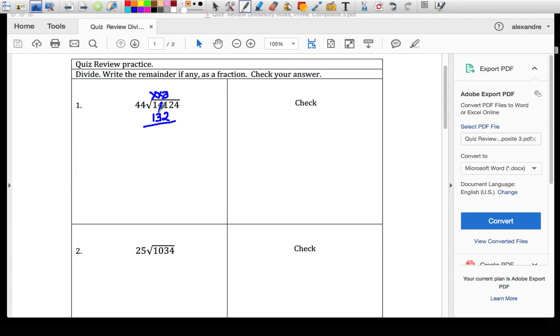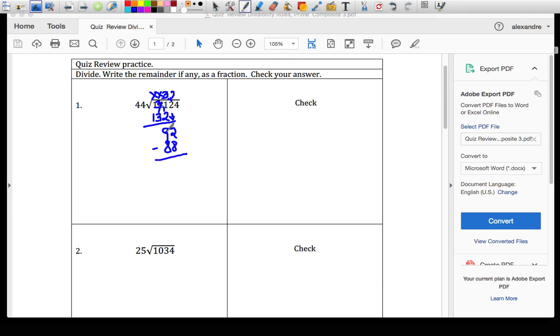So it's 141, a little borrowing, that becomes a 3. 11 minus 2 is 9. Bring the 2 down. 44 goes into 92 2 times, because 44 times 2 is 88. So 2 over here, and 88.